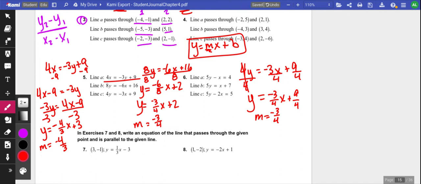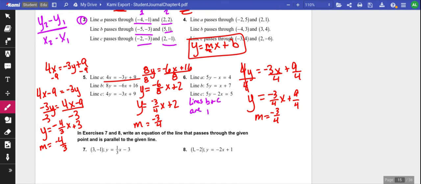Awesome. So it looks like my B and my C line both have the same slope, and my A not quite. All right, that one looks like it was there to maybe trip me up a little bit. So my answer for this one is lines B and C are parallel.